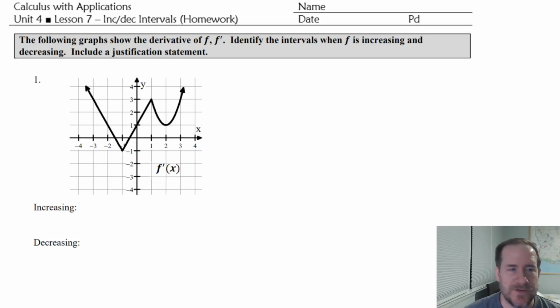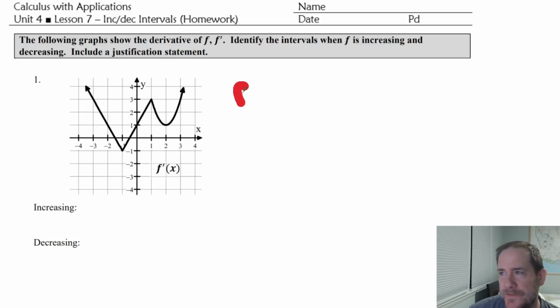Taking a look at homework 7, number 1, it says the following graph shows the derivative, f prime. Identify the intervals when f is increasing and decreasing. Include a justification. All right, so obviously the easiest way to get this question wrong is to think that you're looking at f and then to say that we're decreasing from negative infinity to negative 1. That's true, but that's true about f prime. And they're asking you to use f prime to come up with when f is increasing, decreasing.